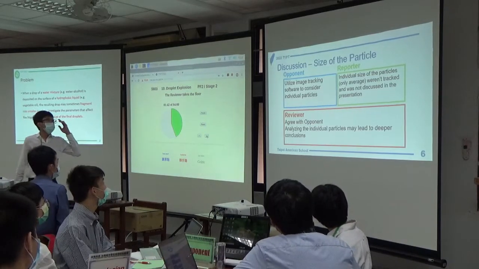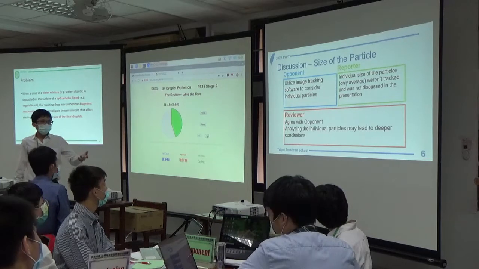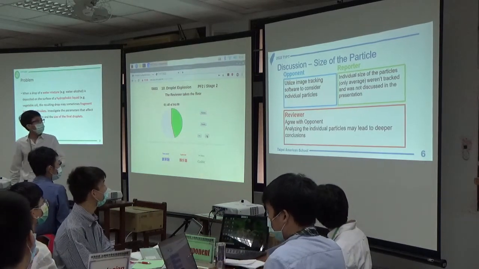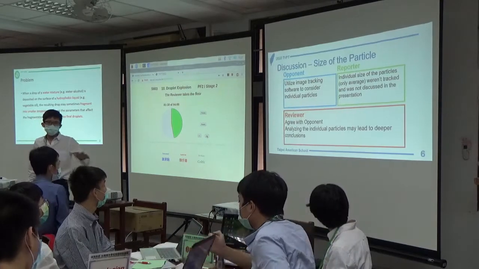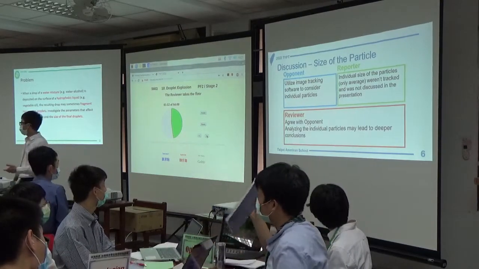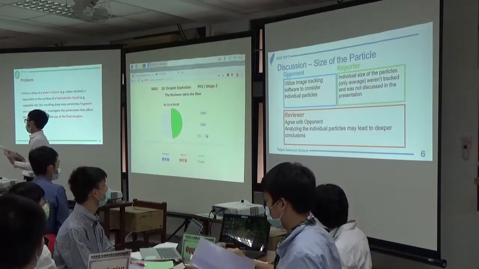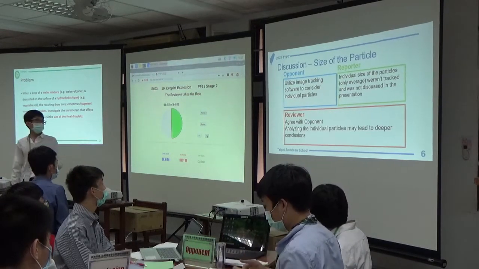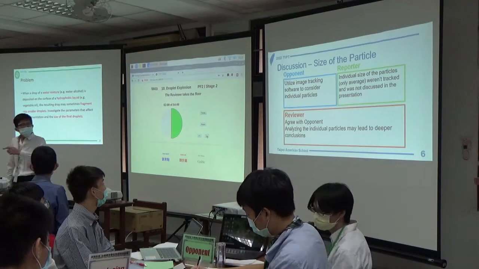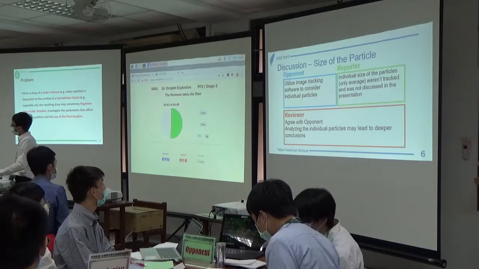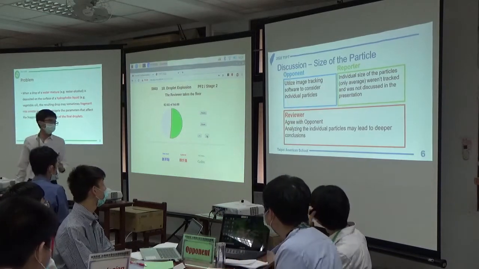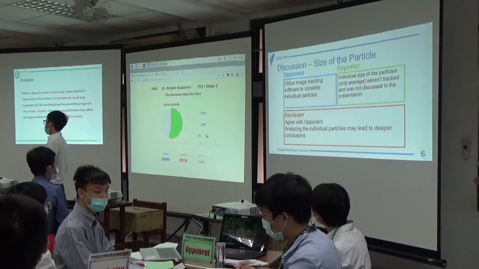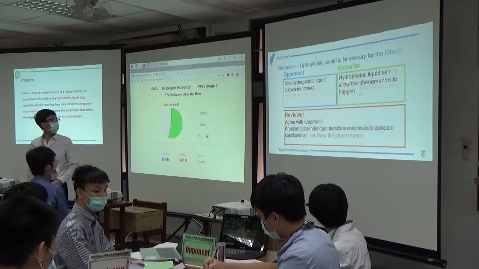They talked about the size of the particle. So the opponent asked how they determined the size of the particle and suggested that they could use a tracking software to consider the individual particles. And the reporter really just gave a really vague statement on how they described the size of the particle. They said they averaged, and they didn't really tell us how they tracked the particle. So I would agree with the opponent in saying you should use a tracking software to look at your particles so you can be more accurate with your data.